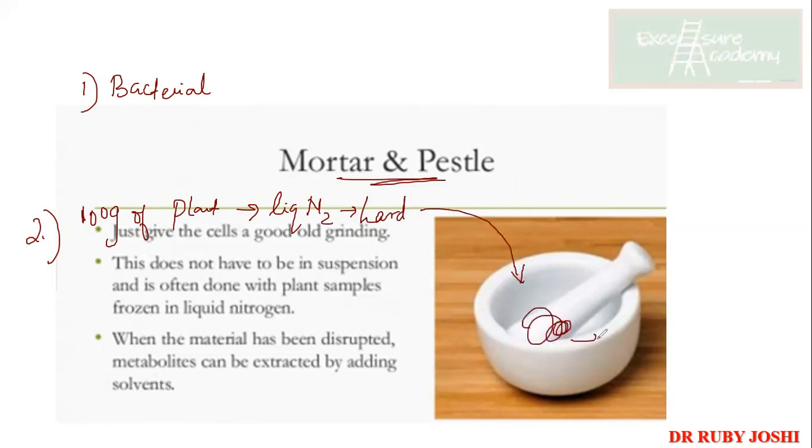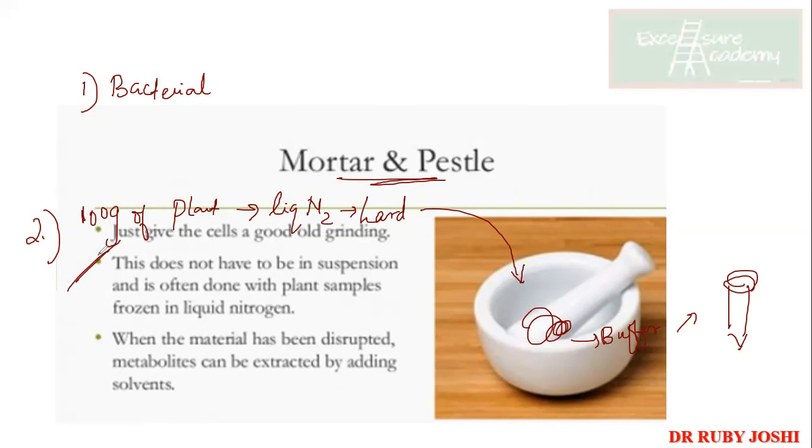Then add buffer and take it into the centrifuge tube or whatever sample. Now I'm going to do the further steps of the protein or DNA purification. This much is clear. Like, if it is a plant case, how will I do it? Is this much clear?